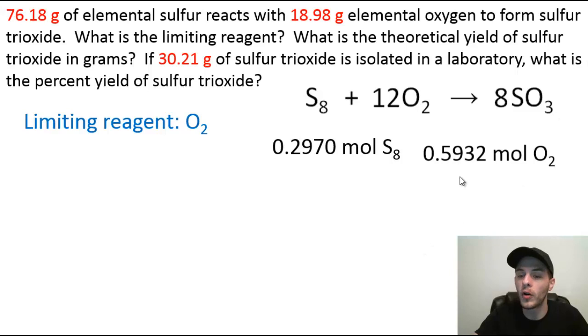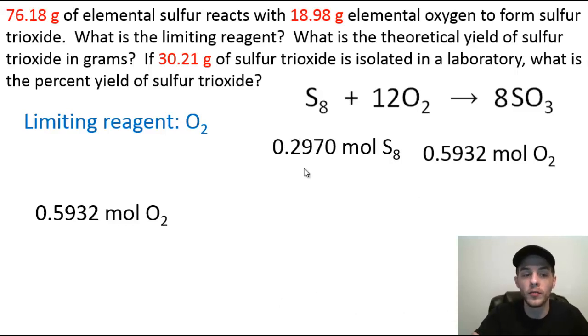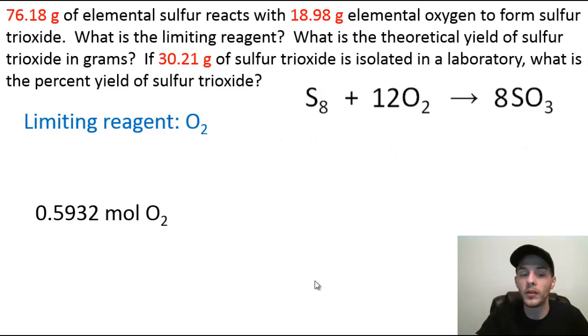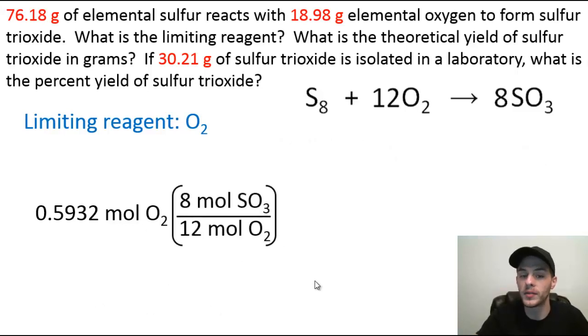So now that we have determined our limiting reagent, we can figure out the theoretical yield. So what I'm going to do is start by writing the molar amount of oxygen down, which is 0.5932 moles of oxygen. I'm going to figure out how many moles of sulfur trioxide are produced when this reacts completely. So I'm going to convert from moles of oxygen to moles of SO3. And of course, I'm going to do that using the coefficients from that balanced chemical equation. Coefficients are 12 for oxygen and 8 for SO3. So I'm going to put moles of oxygen on the bottom, moles of SO3 on top.